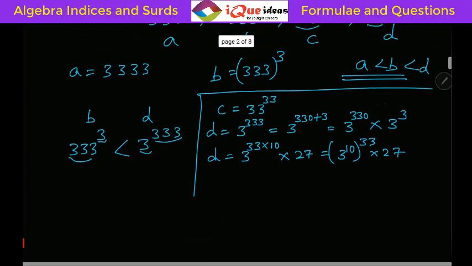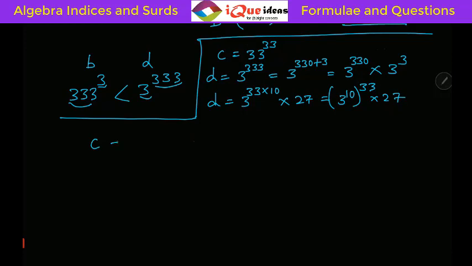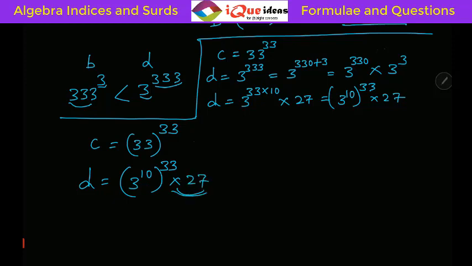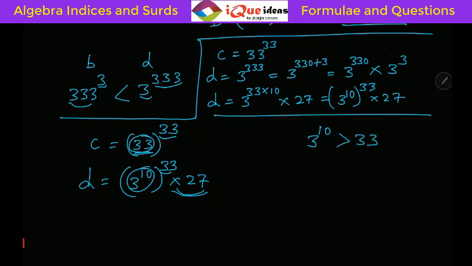Now look at this carefully. I'll write it again here. We have C equal to 33 to the power 33, whereas D is equal to 3 to the power 10 to the power 33, and that too multiplied by 27. Even if I ignore this 27, the powers are the same, 33 and 33. See which one is greater, 33 or 3 raised to 10. 3 cube is 27, 3 raised to 4 is 81. 3 raised to 10 is definitely going to be much greater than 33. That means D is greater than C.